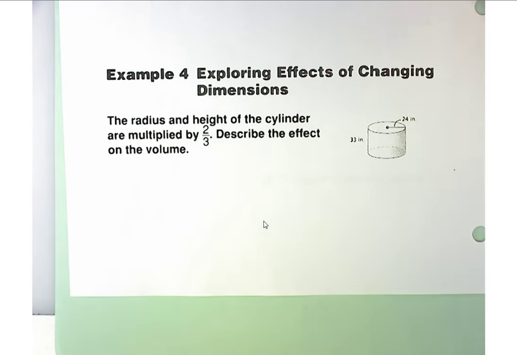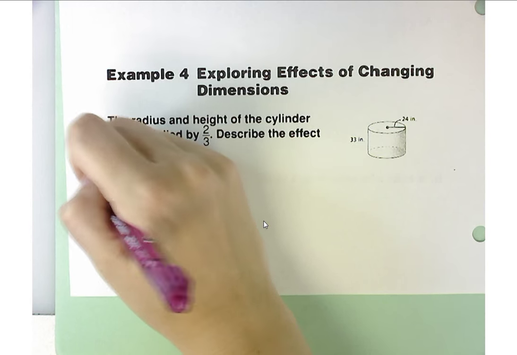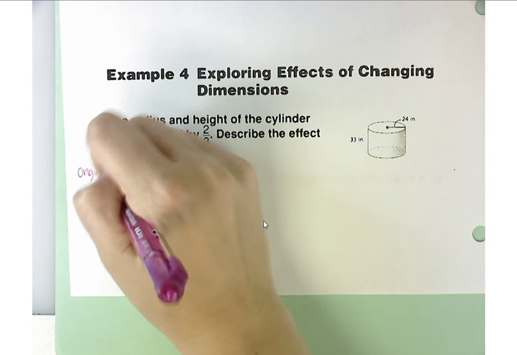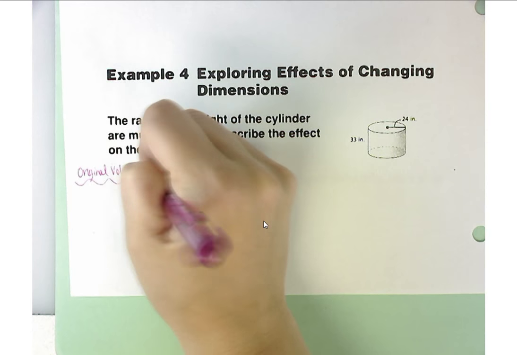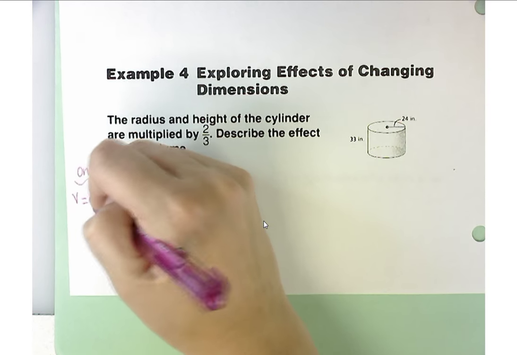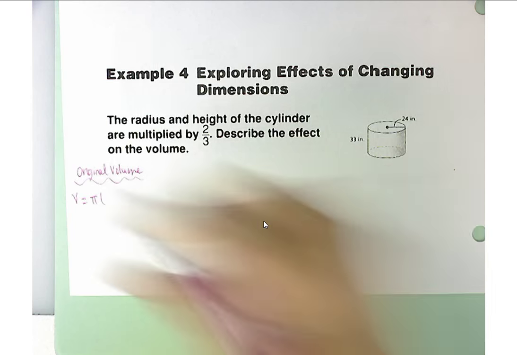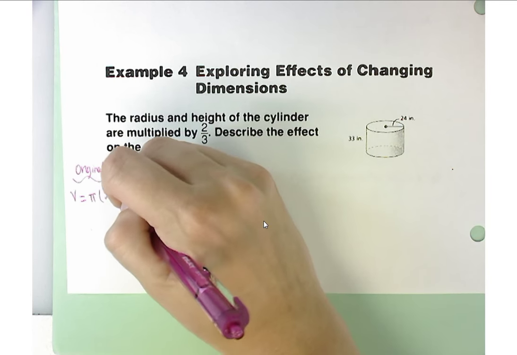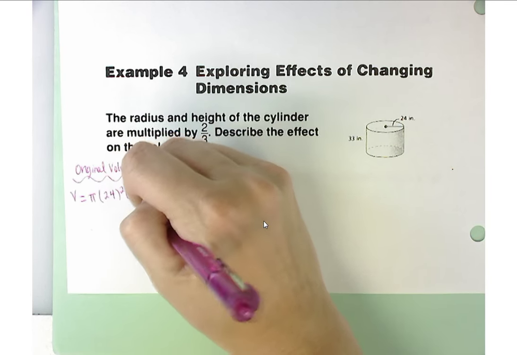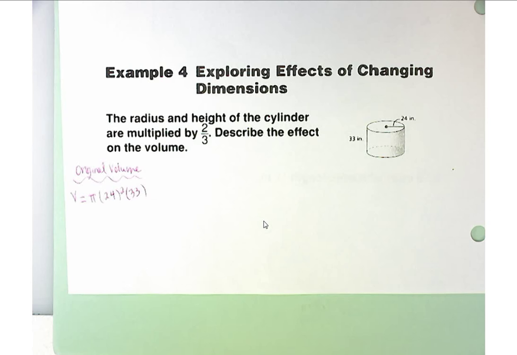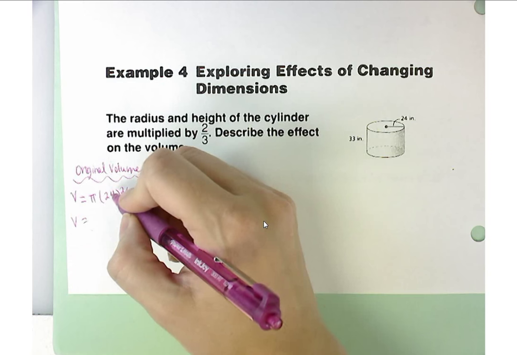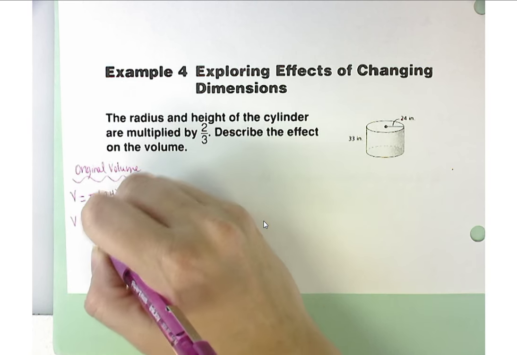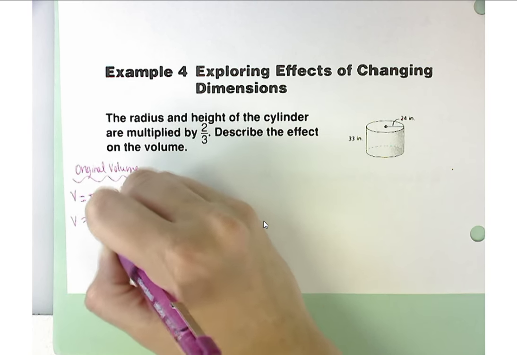So if I'm going to find the original volume, I'm going to use the volume equals pi. My radius is given as 24, and then the height is given as 33. Okay, and I'm just going to leave this in terms of pi. So if I do 24 squared and multiply that by 33, I'm going to get 19,008 pi.